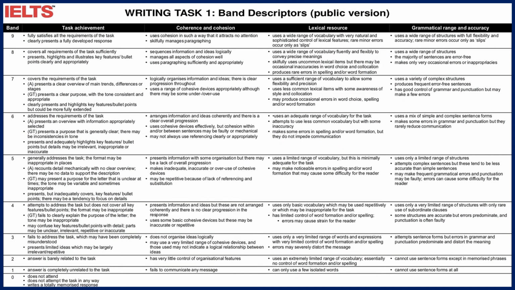So, if you want to score a good band in the writing task, then you need to be aware of these parameters and what you need to do to score a better band. If you want to score a higher band, you need to achieve all the requirements of the task and you need to present a clearly and fully developed response. This will take care of your task achievement.